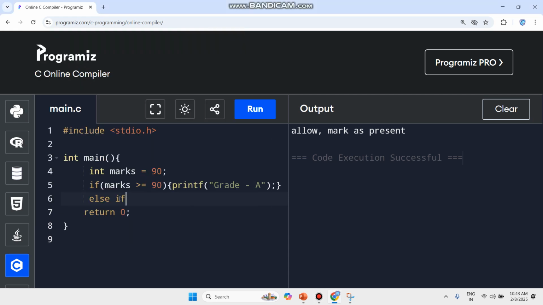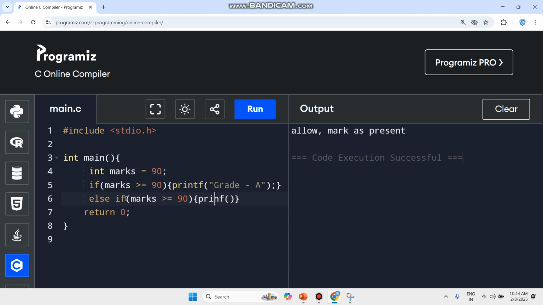Okay. Else if condition: inside of the bracket means the expression we are writing. My marks is greater than or equal to 90. Okay, then what happened? Inside of the bracket, what? That printf. Okay, printf spelling is wrong. That's why it's not glowing.